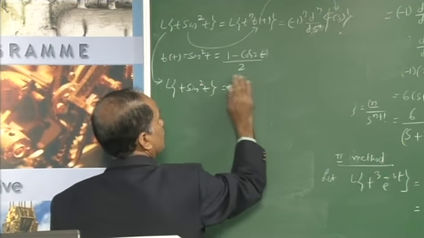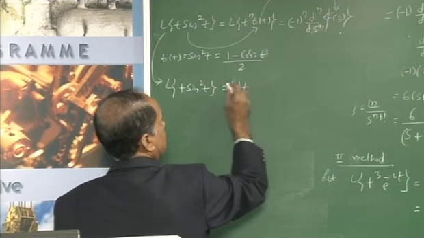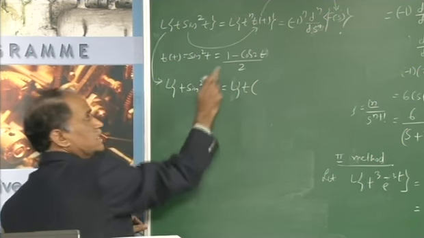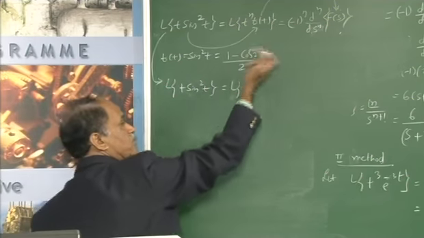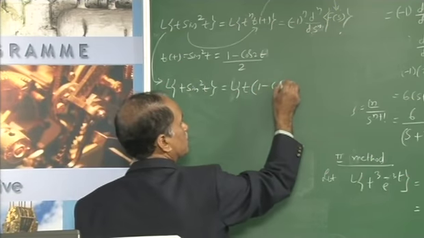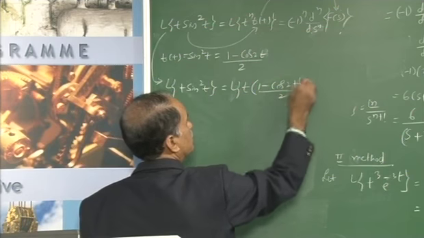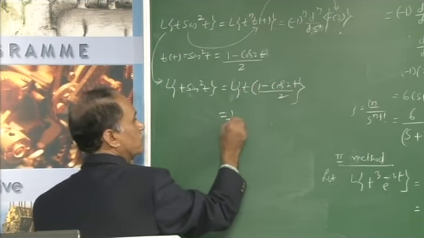L of t multiplied as it is. In place of sine square, you are putting it, because sine square is reduced to cos to the power first degree. Therefore, 1 minus cos 2t divided by 2. So that you can split the problem into two terms.